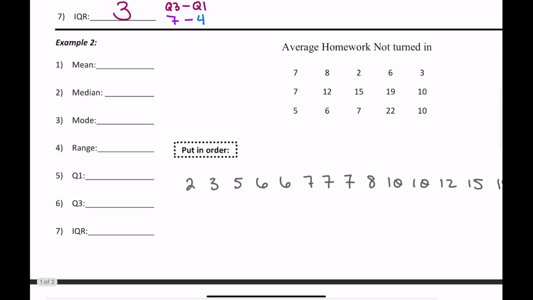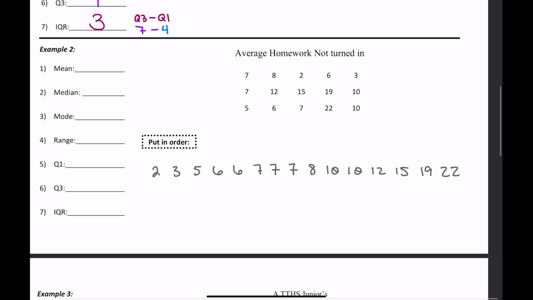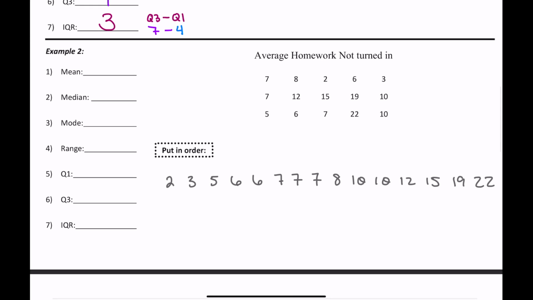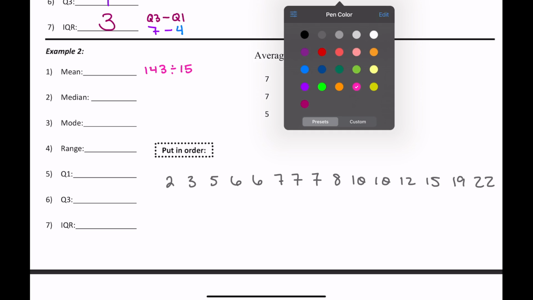Here we are. So the average homework night turned in. So you can go ahead and pause. I put this in order for the sake of time. So what we're going to do, again, let's just start with the mean. So we need to add all these numbers up. And you can check me, but I'm pretty sure it's 143 divided by, and then we have 15 numbers, so I'm going to divide this by 15.